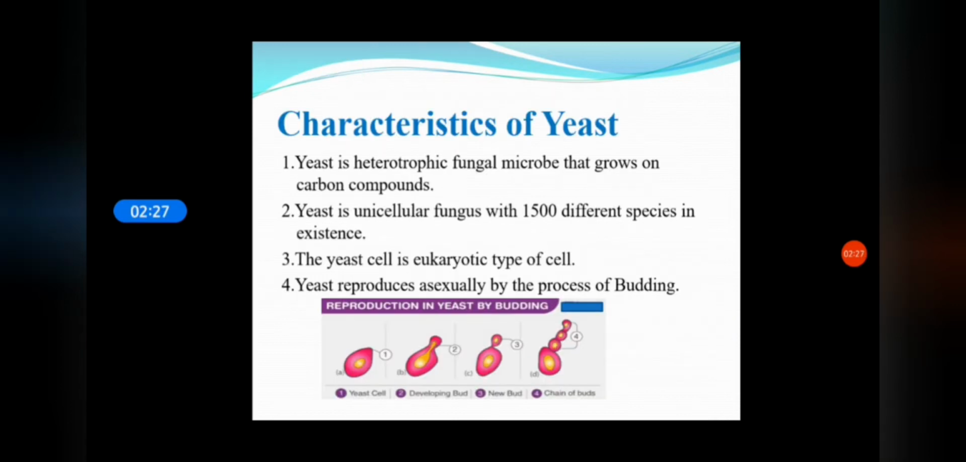Let's have a look at the characteristics of yeast. Yeast is a heterotrophic fungal microbe that grows on carbon compounds, due to being non-green in color. Yeast is a unicellular fungus with 1500 different species in existence. The yeast cell is a eukaryotic type of cell, and yeast reproduces asexually by the process of budding, as you can see in the following diagram.